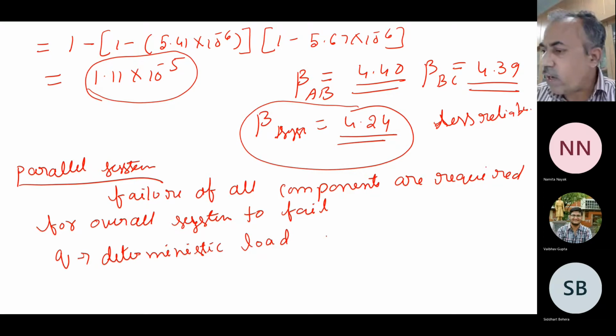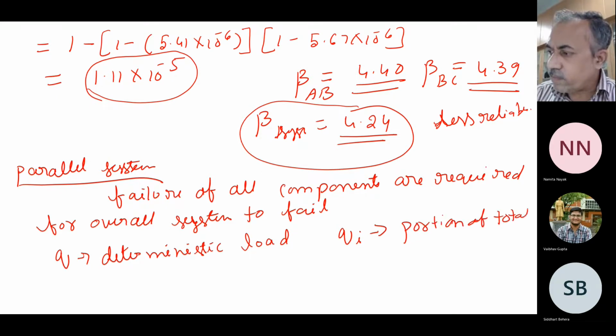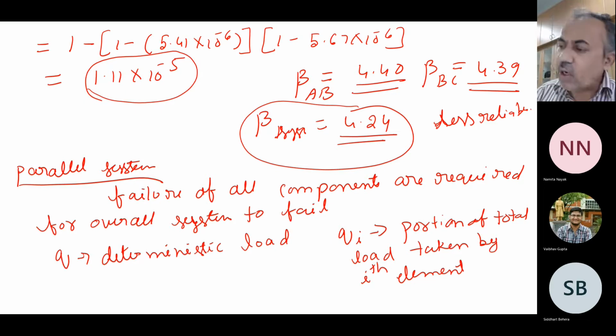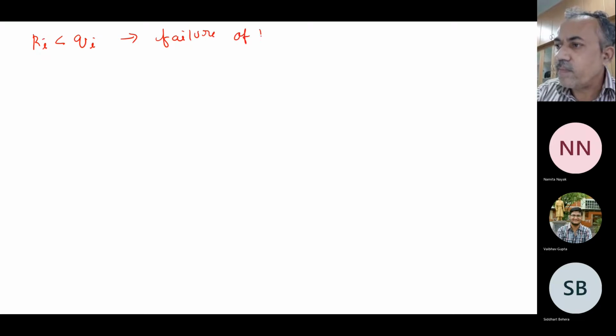Let's say the load is Q, and let Qi be the portion of the total load taken by the ith element. So this is our Qi. Now the failure of this element is when Ri, the resistance of the individual element, is less than this Qi. So this is a failure of that individual element. You followed, right? Now we have to find out the overall probability of failure.